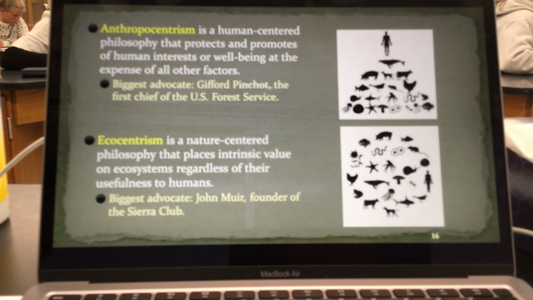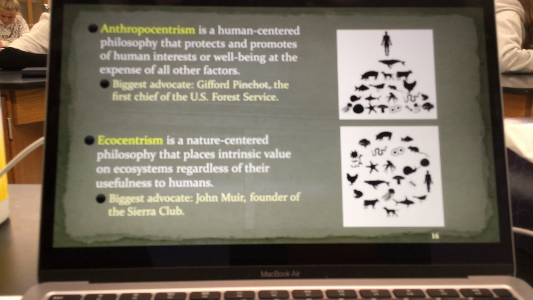All right, so I call this one the harmony picture. Everything kind of works together in harmony. For lack of better terms, it's your hippie philosophy, right? Your tree huggers and such will fit into this philosophy, which isn't a bad thing by any means, because we all have a responsibility.